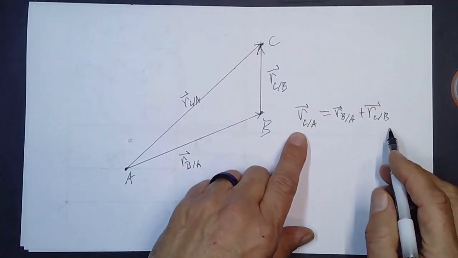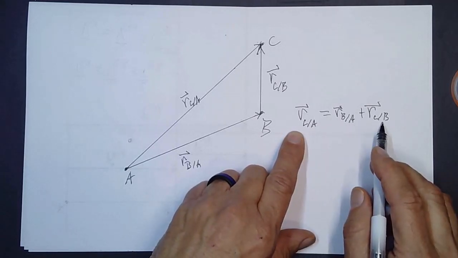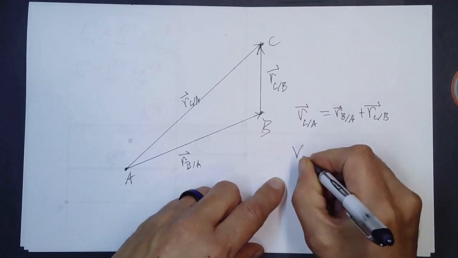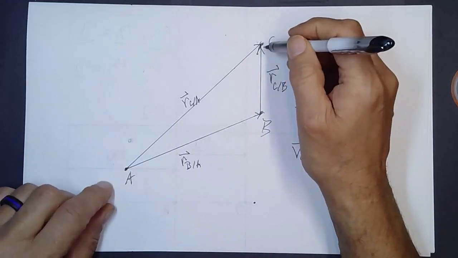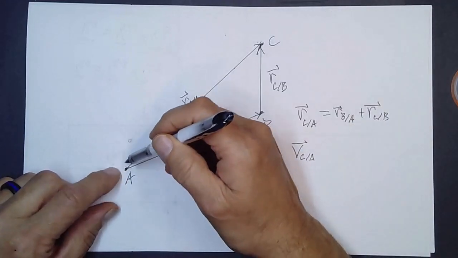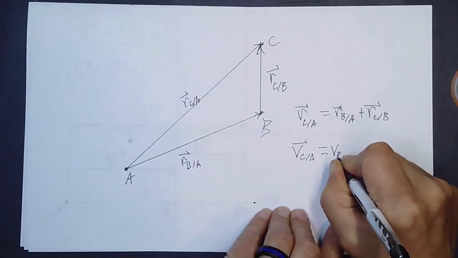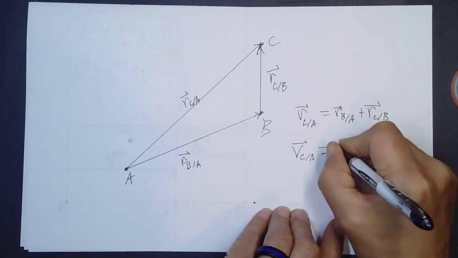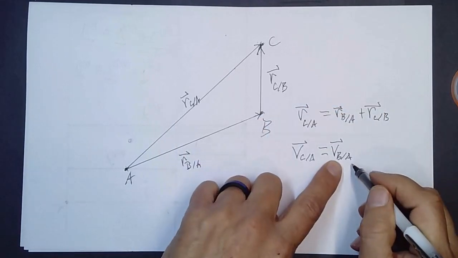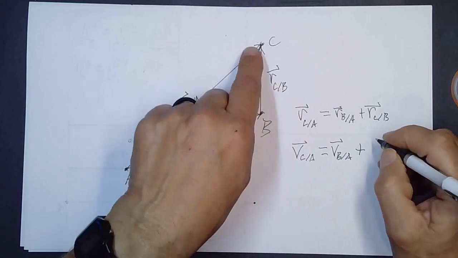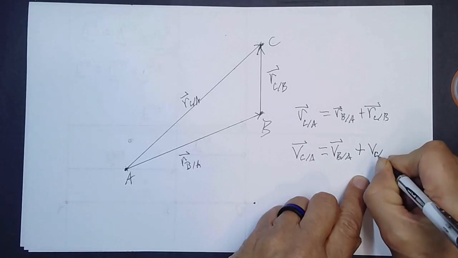But because this expression is true, if we take time derivatives of these things, I'll end up with the velocity of C with respect to A. That could be the velocity of the bird flying with respect to that person standing there on the ground, will equal the velocity of B with respect to A. B is the person who's walking down the street, so this would be their velocity, plus the velocity of the bird with respect to B. So that's the velocity of C with respect to B.